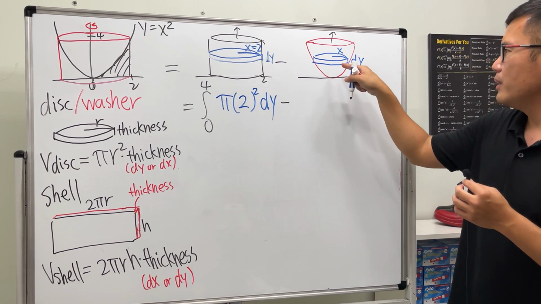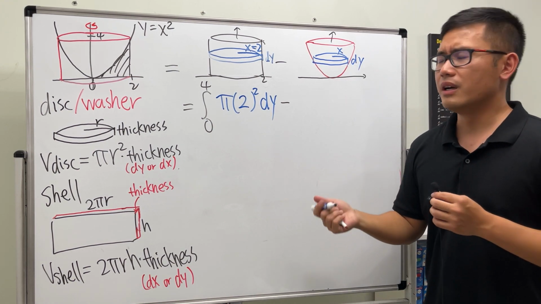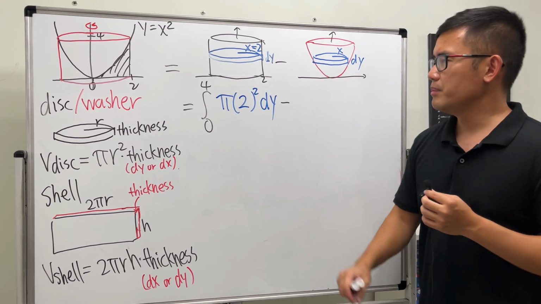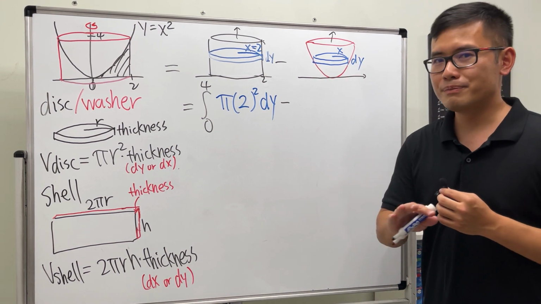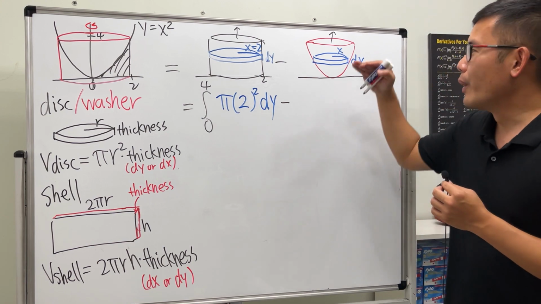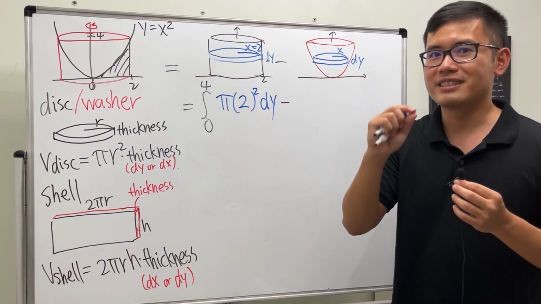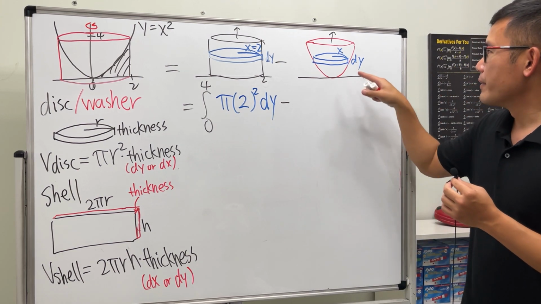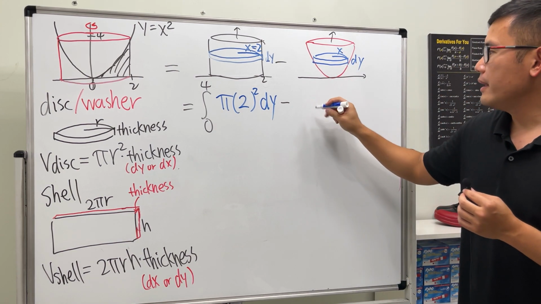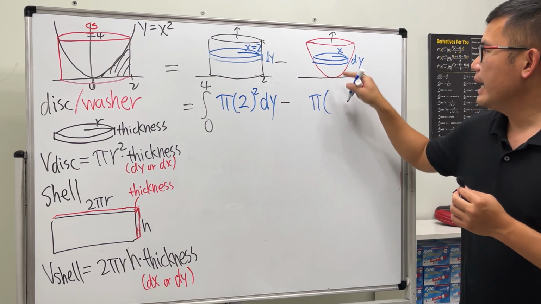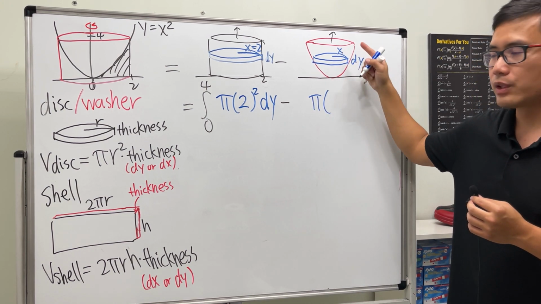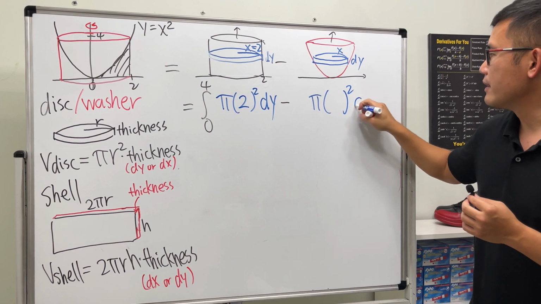And now you might be looking at this and say, this is so weird. This is not a disk because there's like a missing part. But technically it is. When you slice this very, very thin, it's a disk. Okay? So we still do the same thing. We still have pi and then r squared, and then we have the dy.